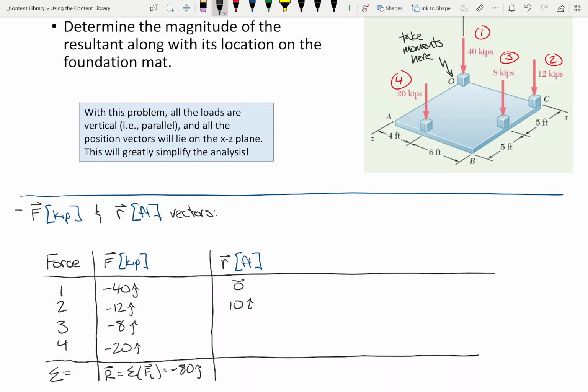Okay. So tell me what the vector is going to be for force 3. Is it 10i, 0j, 5k? There you go. 10i, 0j, 5k. So we'll just call it 10i, 5k, just for shorthand. And so what's this one going to be? 4i plus 10k. Okay.